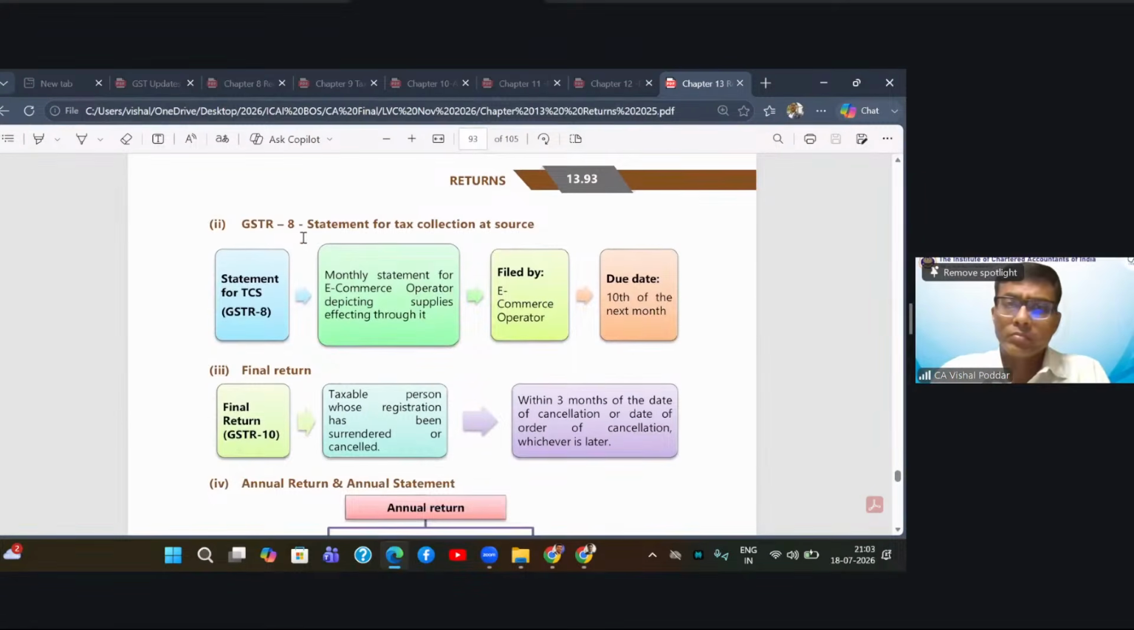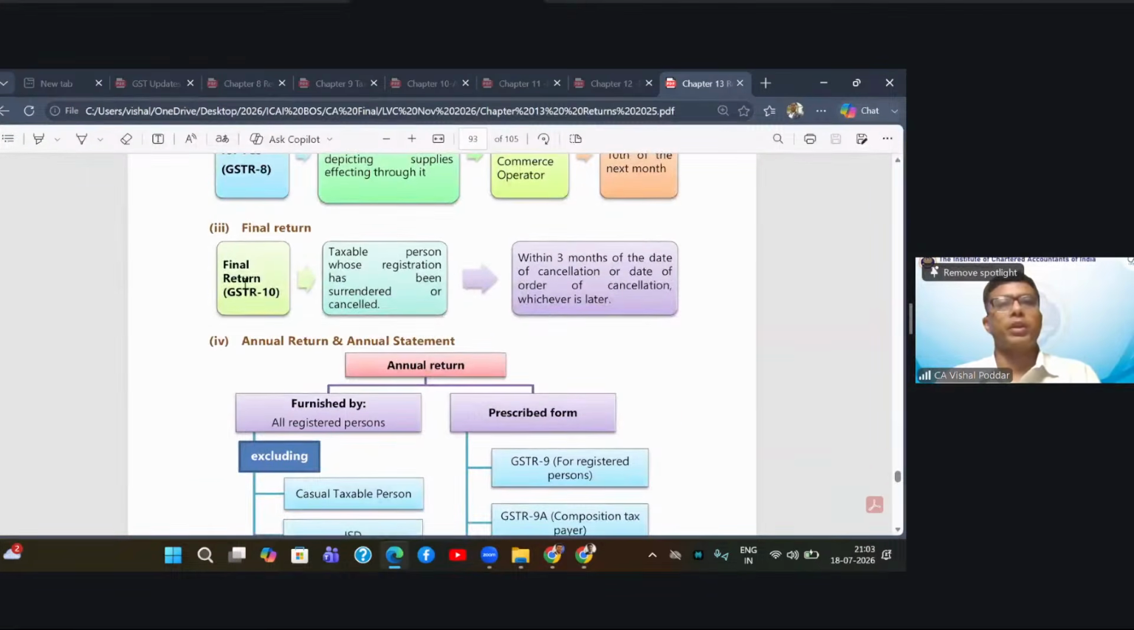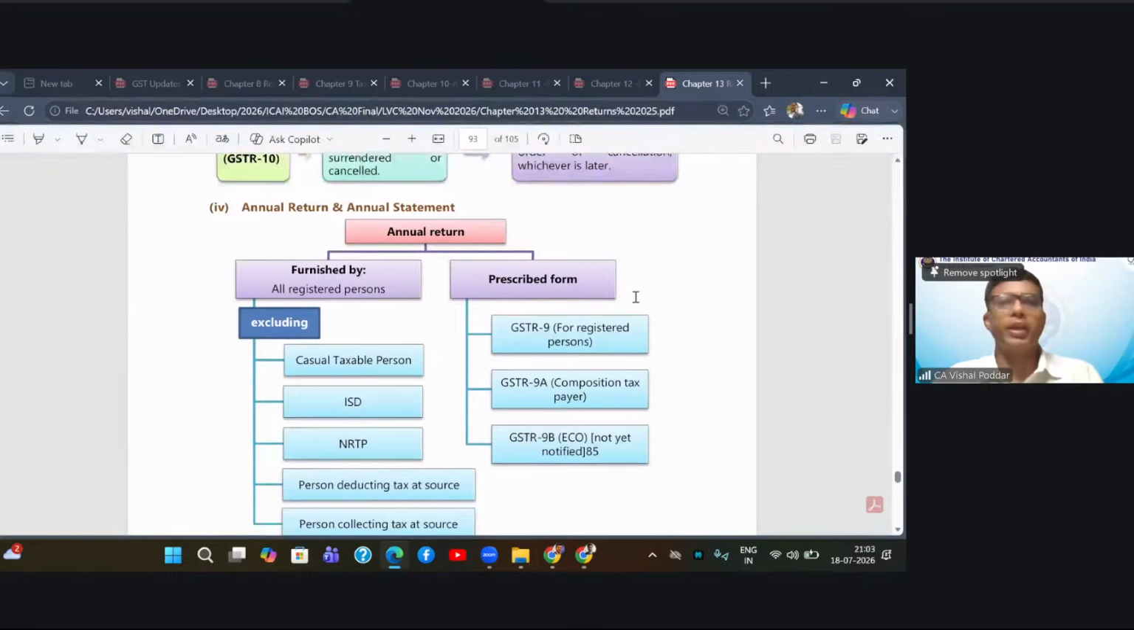Next, GSTR 8 is the statement for tax collection at source. Wherever TCS is applicable, which is applicable to e-commerce operators, they have to file this particular statement or return, and this has to be done by the 10th of next month. Then you have something called the final return. Wherever you are cancelling or surrendering your registration, within 3 months from the date of cancellation, you have to file this return in which from your side you will complete all the liability, if any, pending.